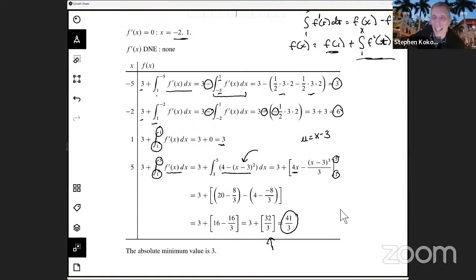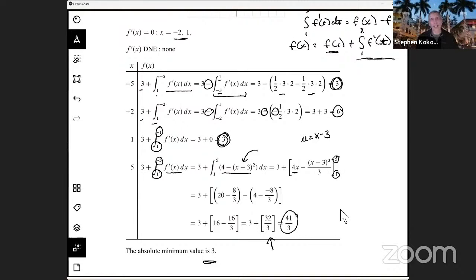So I need to look at this table and I need to pick out the absolute minimum value. And in fact, in this particular problem, it occurs at 2 places, at the endpoint minus 5 and at x equal to 1. So the absolute minimum value here is 3.